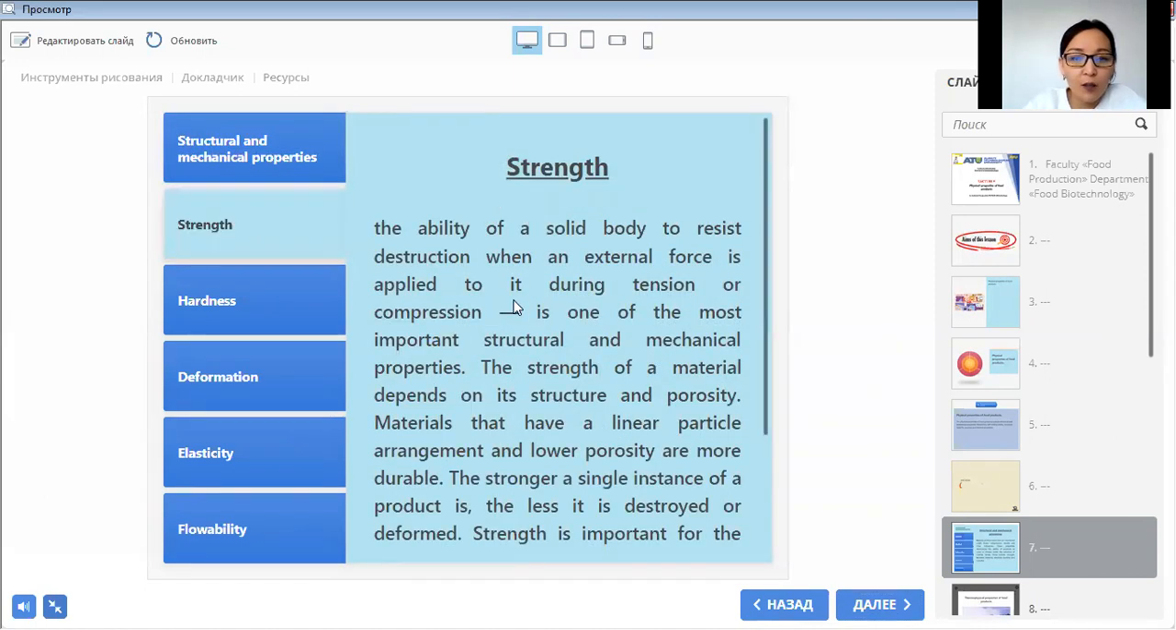First, about the strength. Strength, as the ability of a solid body to resist destruction when an external force is applied to it during tension or compression, is one of the most important structural and mechanical properties. The strength of the material depends on its structure and porosity. Materials that have a linear particle arrangement and lower porosity are more durable.